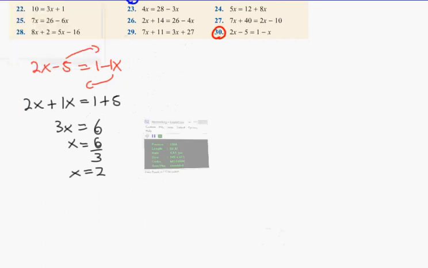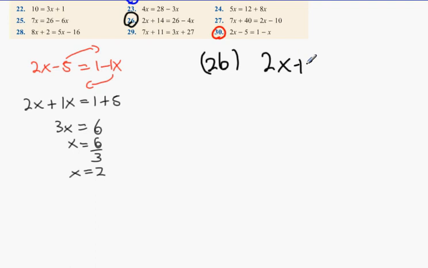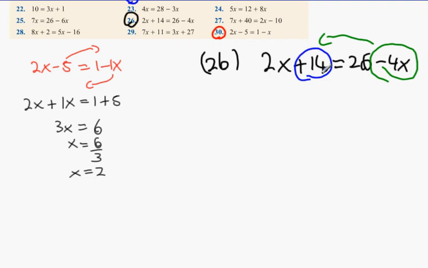Alright, look at this one, guys. Number 26. Number 26 is 2x plus 14 equals 26 minus 4x. Rule number 1. Anything that is an x goes on the left. Anything that's not an x goes on the right. 2x is on the left side. It was minus 4x on the right hand side, but it's transferring over to the left side. So what does it become? Plus 4x. It's 26 on the right, but when the 14 comes over, it becomes a minus 14.